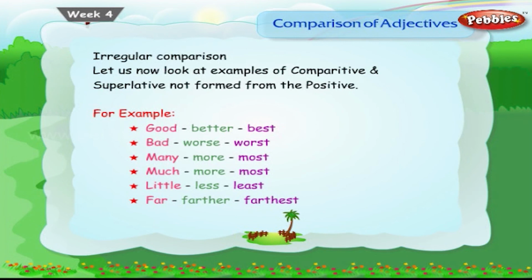Irregular comparison. Let us now look at some examples of comparative and superlative degree not formed from the positive. For example, good becomes better then best, bad, worse, worst, many, more, most, much, more, most, little, less, least, far, farther, farthest.